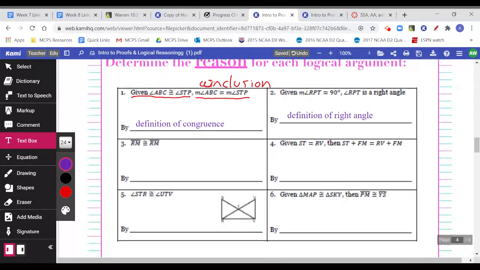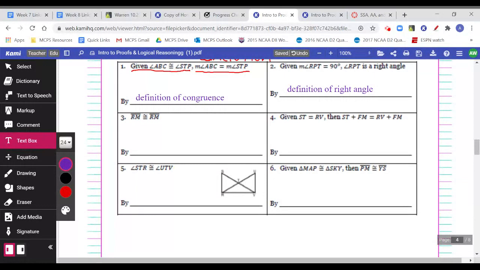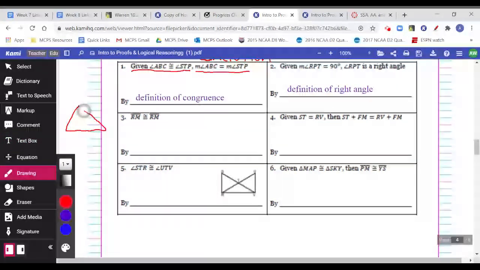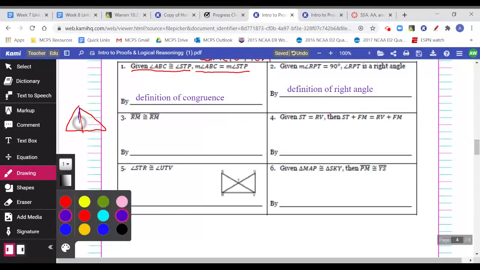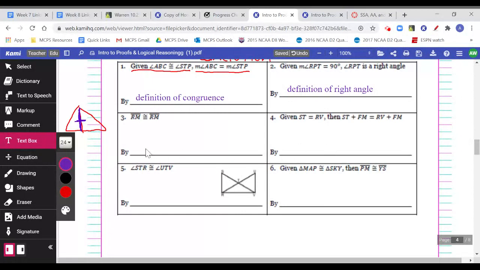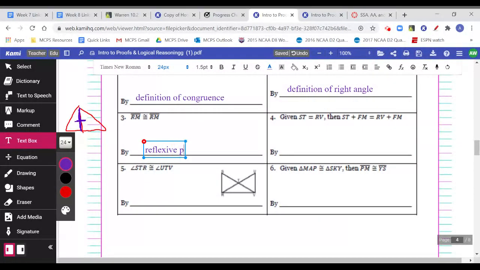So those two are very similar to each other just by definition. Let's look at 3. This one isn't just by definition. This one's a little different. Here it says that line segment RM is congruent to line segment RM. So an object, line segment RM, is congruent to itself. Does that sound a little bit familiar? When we looked at triangles, we talked about a shared side between two triangles and how any object is congruent to itself. We said that this line in the middle is congruent to itself, and we called that the reflexive property. So RM is congruent to RM by the reflexive property, which just states that any object is congruent to itself.